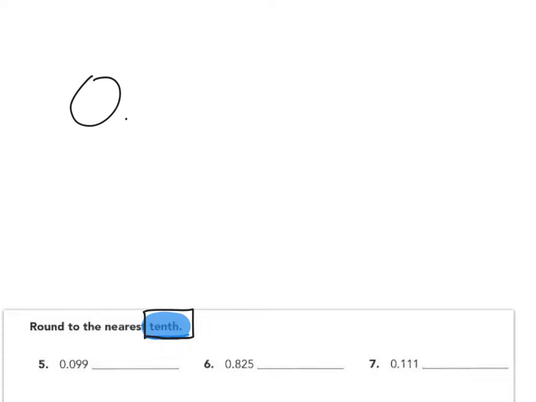So I have my 0.099, otherwise known as 99 thousandths, because that 9 is in the thousandths place, and I just read the 99 altogether. Okay, so 99 thousandths, and I know I'm going to be rounding it to the tenths place. So the procedure here is this.